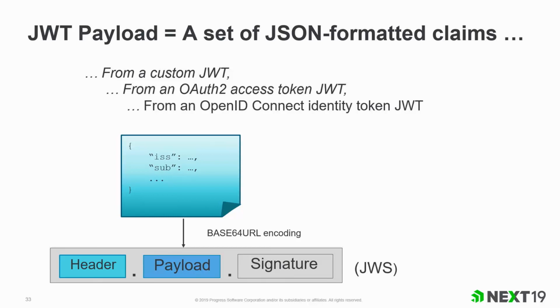Your header specifies which encryption method is used to sign your JWT. And as you can see from here, the second field is your payload, and it describes it, as in this slide, as a set of JSON formatted claims. In reality, the JWT standard does not itself require that the payload even be JSON. It can be anything you want as long as it's base64 URL encoded.